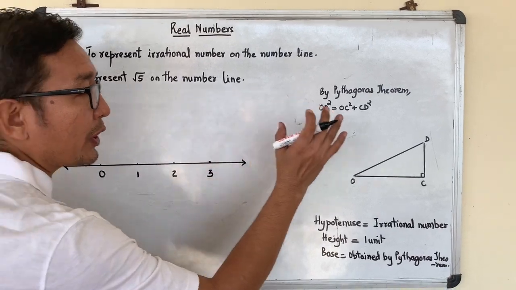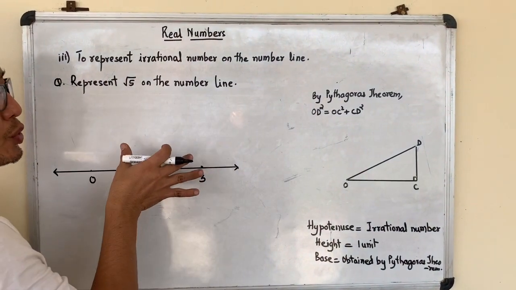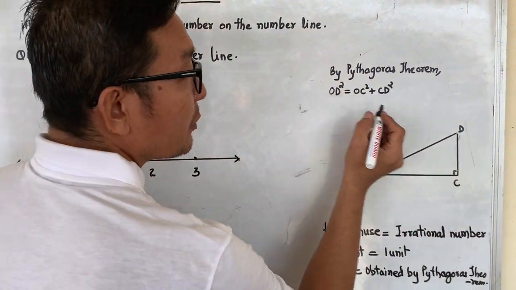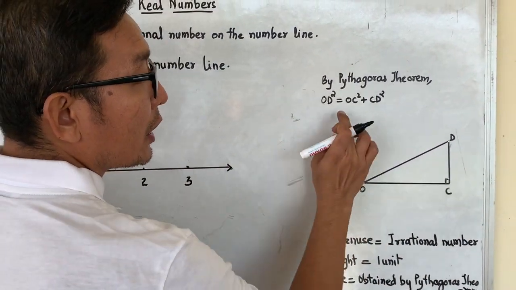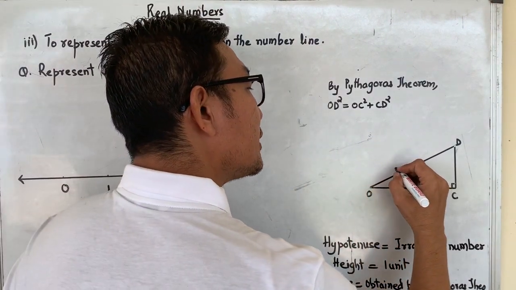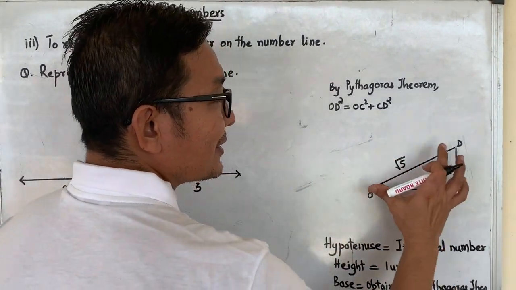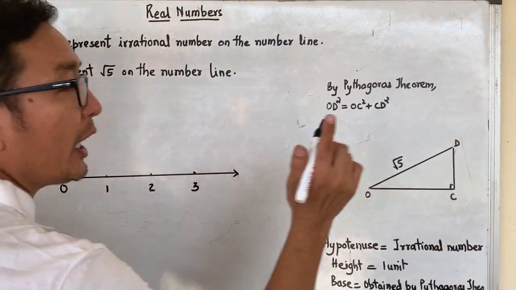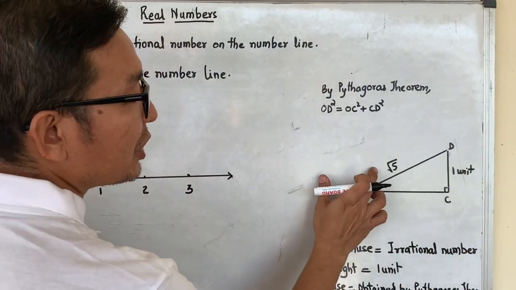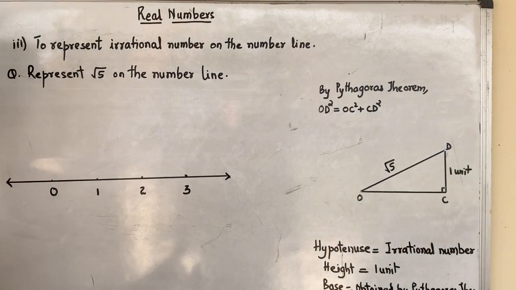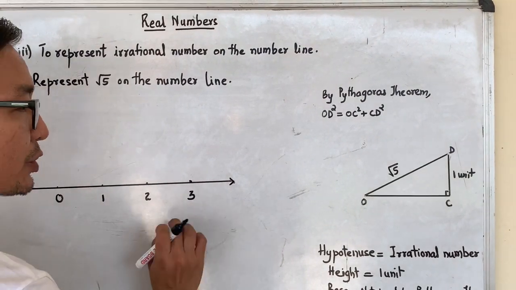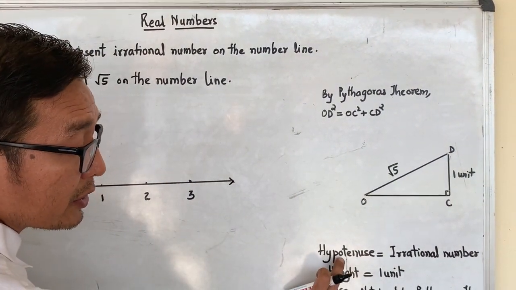We make a right triangle. On the number line, the hypotenuse should be root 5. Let us take this as root 5. The triangle has a base and a height. The height is 1 unit. The base is 2 units, so this is how we can find the base on the number line.